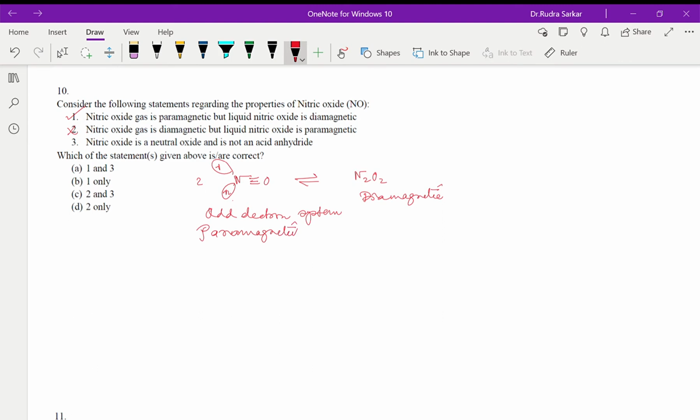Nitric oxide is neutral. If it is neutral, obviously it cannot be an acid anhydride. Acid anhydrides are those gases which, on adding water, form acid. Nitric oxide is neutral, they are saying, so this is correct. So obviously we will say 1 and 3 are correct statements over here, okay.